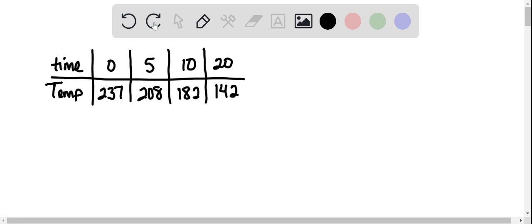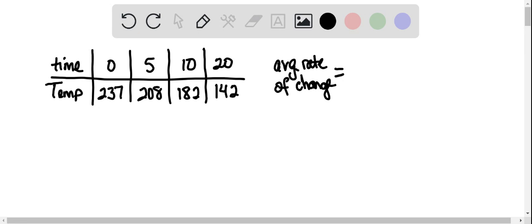On average, how much was it cooling off during each minute of that first 20 minutes? If we want to find the average change, what we might call the average rate of change, average rate of cooling off, we want to take how much the temperature changed, and we want to divide that by how many minutes there are.